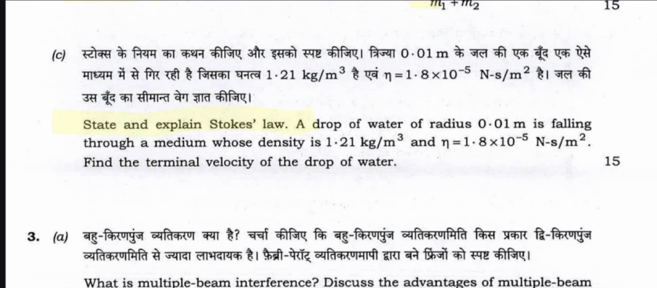State and explain Stokes law. A drop of water of radius 0.01 meters is falling through a medium whose density is 1.21 kg per meter cube and eta 1.8 into 10 to the power minus 5 Newton second per meter square. Find the terminal velocity of the drop of water.